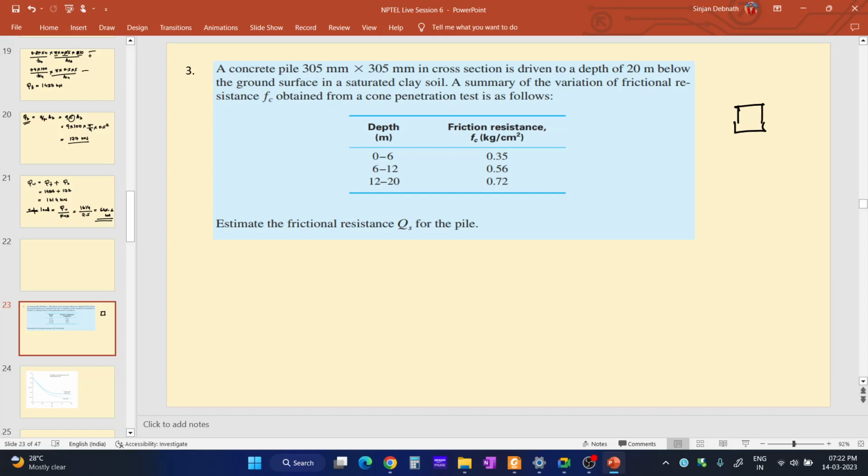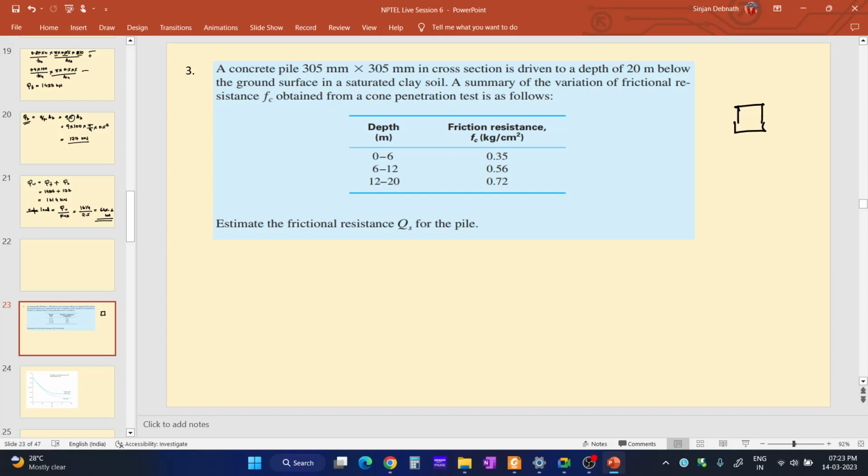The dimension is 305 millimeter by 305 millimeter, that is the side of the square, driven to a depth of 20 meter. That means the length of the pile is 20 meter below the ground surface in a saturated clay soil. A summary of the variation of frictional resistance Fs, obtained from a cone penetration test, is given.